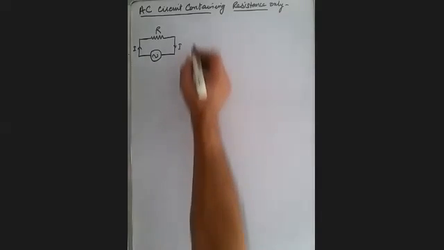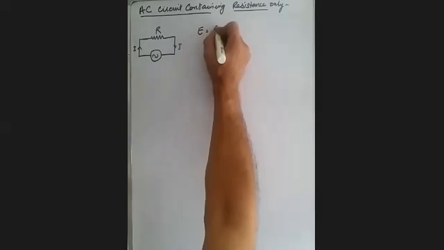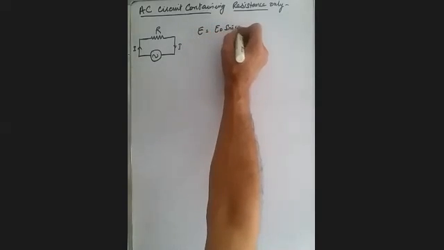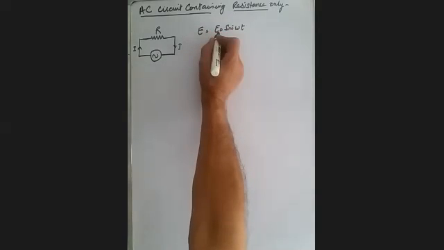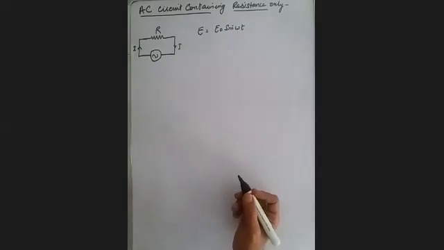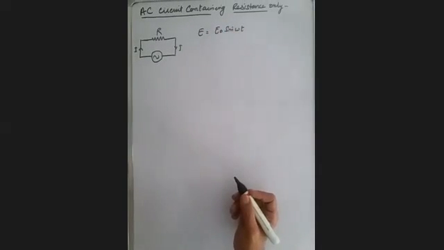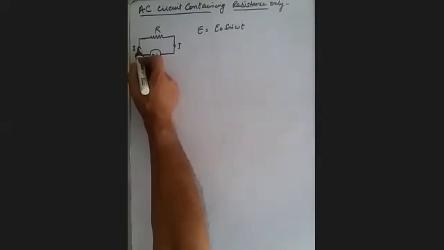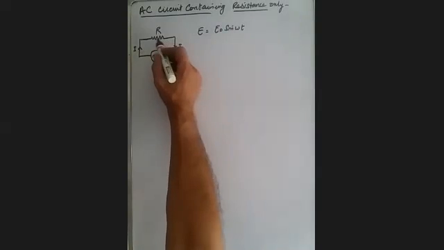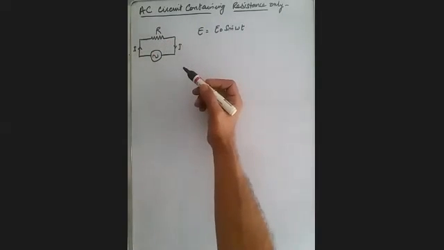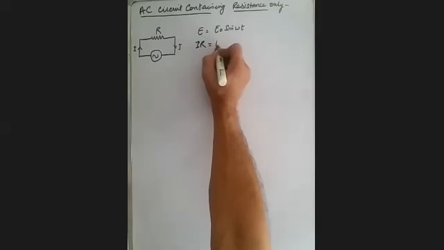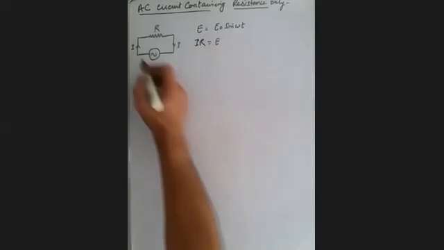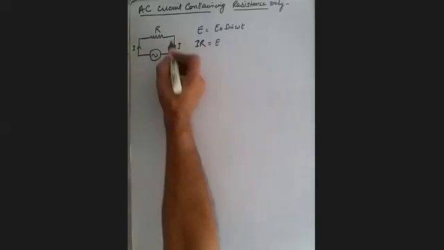Let the EMF be represented by E equals E naught sine omega t, where E is the instantaneous value of EMF, E naught is the peak value, and omega is the angular frequency at time t. Now, if I is the current at any instant of time, then the potential difference across R is given by IR. And this must be equal to E at that time. Only then can the current flow through the circuit.